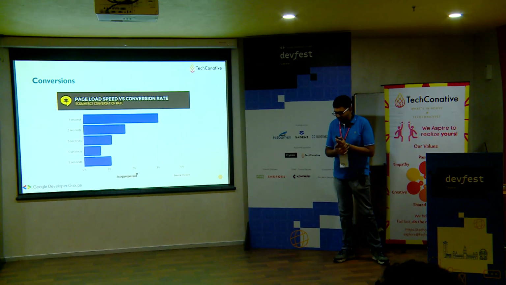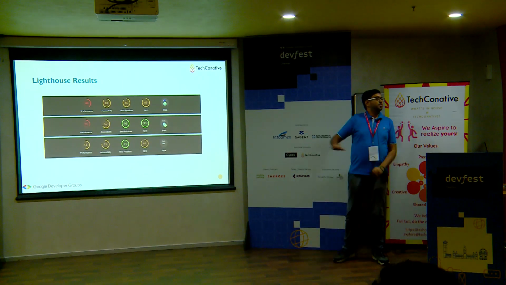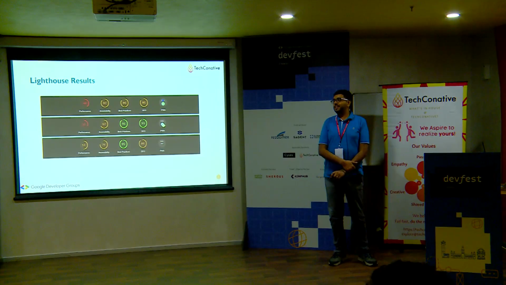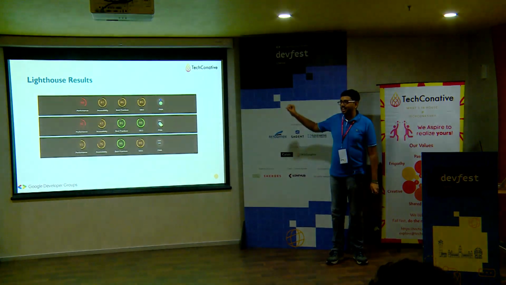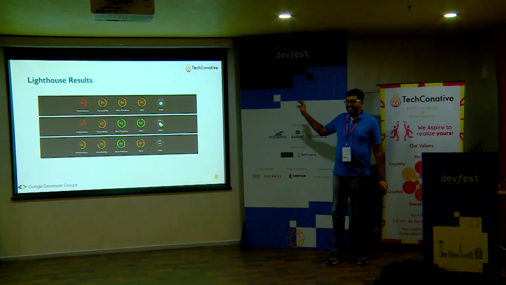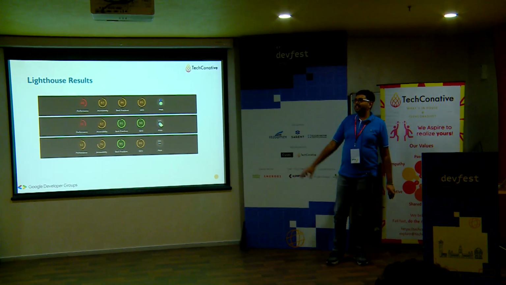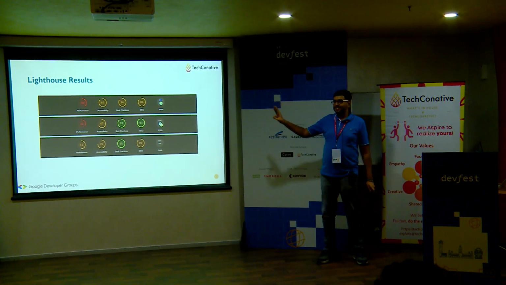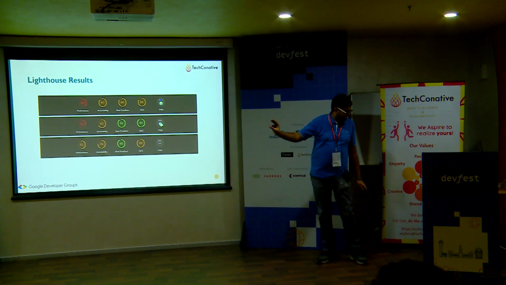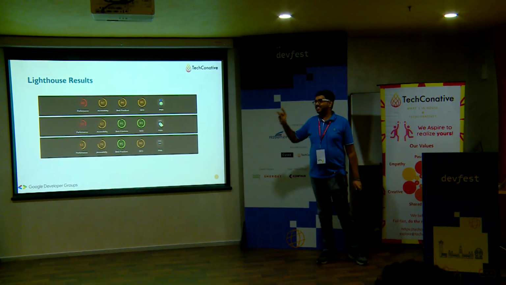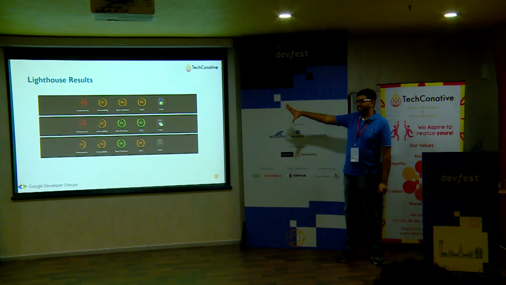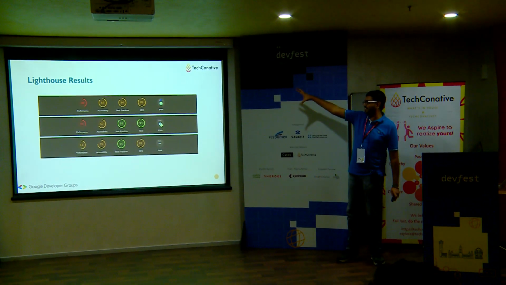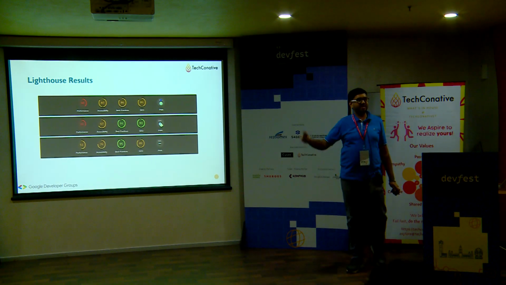You people who are into front-end development are aware of Lighthouse, and I have captured the Lighthouse performance metrics of 3 websites: TechConative, Amazon, and Myntra. Can you guess which one will be in which order? Anyone, please.